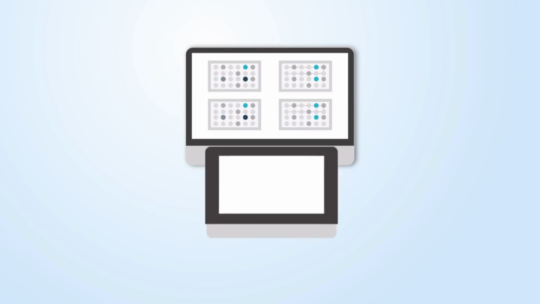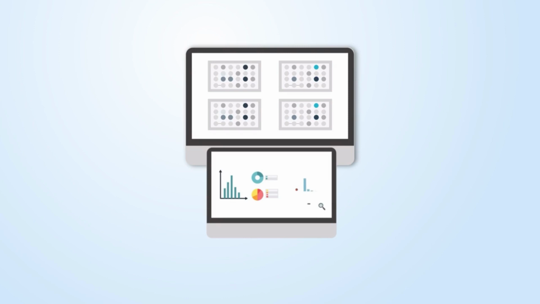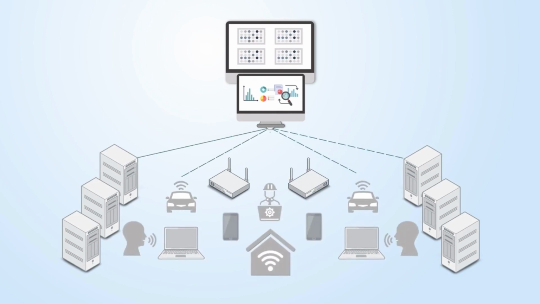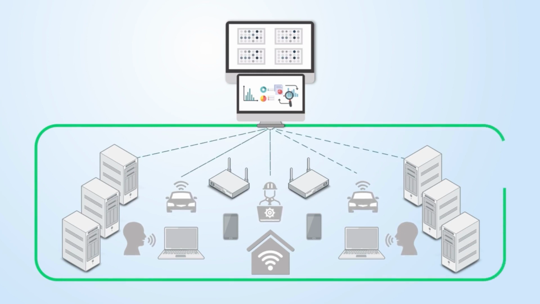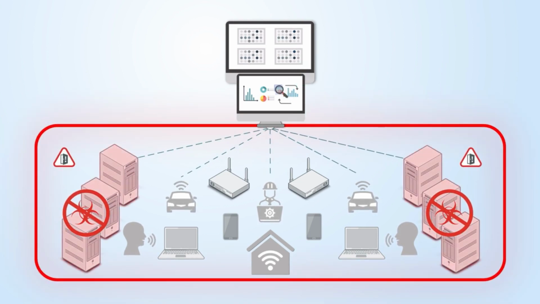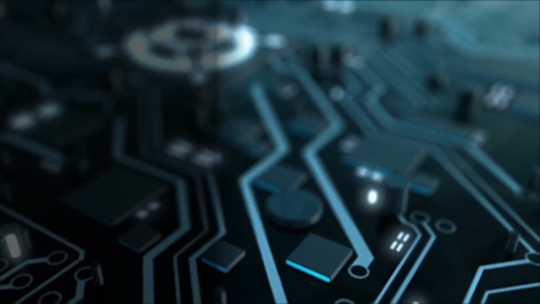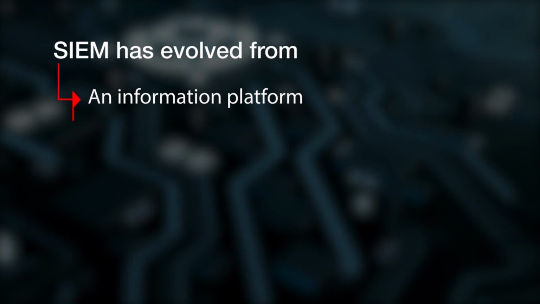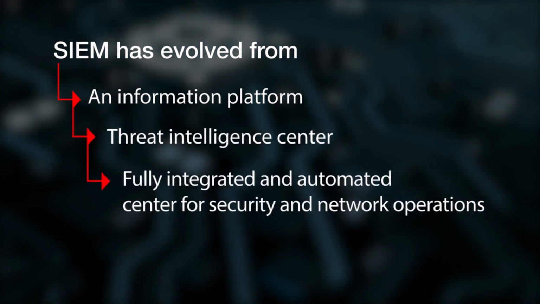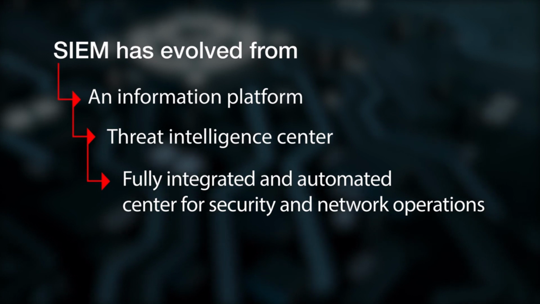SIEM simplifies deployment and integration by way of a self-learning, real-time asset discovery and device configuration engine. This tool establishes an inventory of network devices, applications, users, and business services. It then builds a topology showing how each object is interconnected, thereby establishing a baseline of normal network behavior. By determining normalcy, and with the aid of machine learning, abnormal behavior can alert analysts of a cyber attack, which can then be stopped before a breach occurs. Within a couple of decades, SIEM has evolved from an information platform to a threat intelligence center to a fully integrated and automated center for security and network operations.